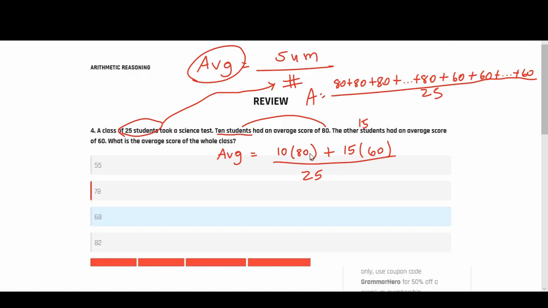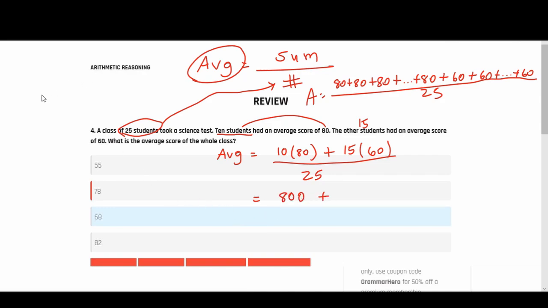Again, 10 students scored 80, 15 students scored 60. So we can group them up like this using multiplication instead of addition. It's the same thing. This is just written out. This is condensed. So the math turns out to be pretty easy on this one. 10 times 80 is 800.